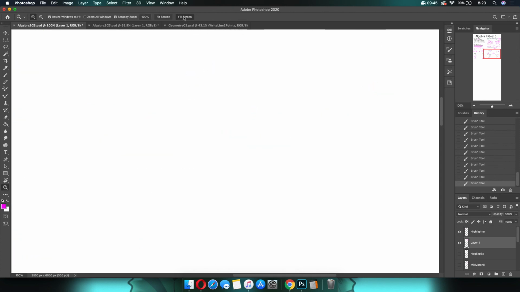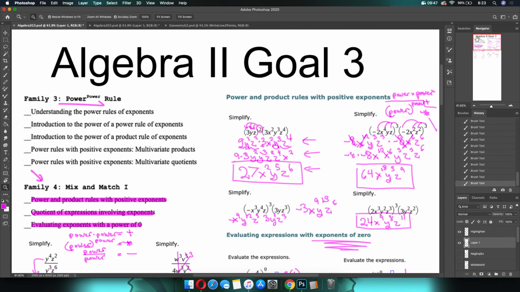So that is everything for Algebra 2 Goal 3 Family 4. 3 very fast topics to get you used to some of the basic computations.